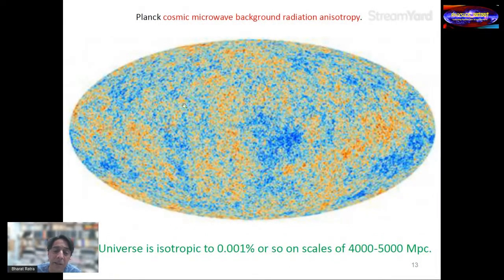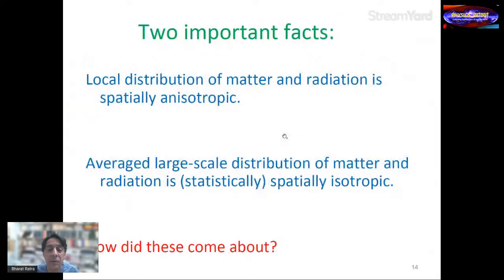But as you go to larger scales, the differences become much less pronounced. The universe becomes much more isotropic. So these are two very important facts about the universe. When you look locally on smaller scales, at either the matter or the radiation, you find it's anisotropic in space. It looks different in different directions. When you get out to much larger scales and do a statistical averaging, you find that the matter and the radiation are isotropic on these scales.